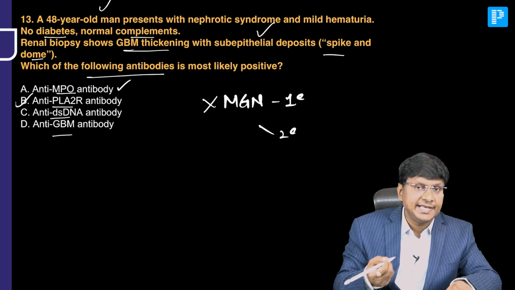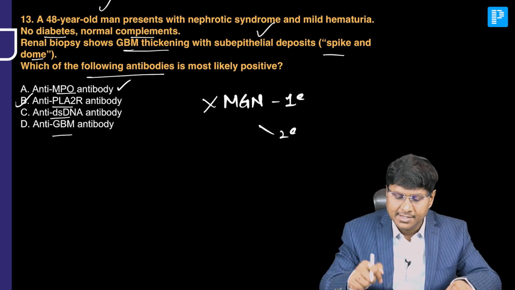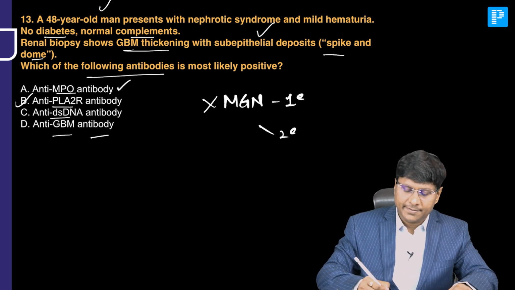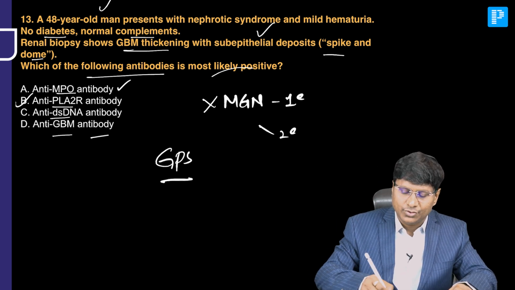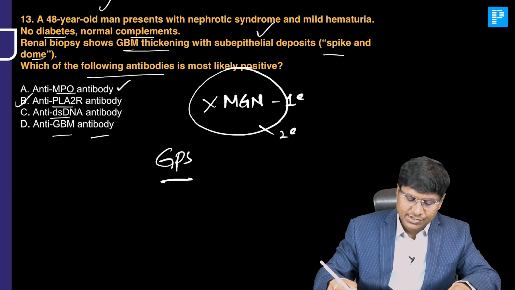And next one is anti-dsDNA. Anti-dsDNA is positive in lupus nephritis secondary to your SLE, but not in membranous glomerulonephritis. Anti-glomerular basement membrane antibody is positive in Goodpasture syndrome, but not in membranous glomerulonephritis. So the answer is second option.